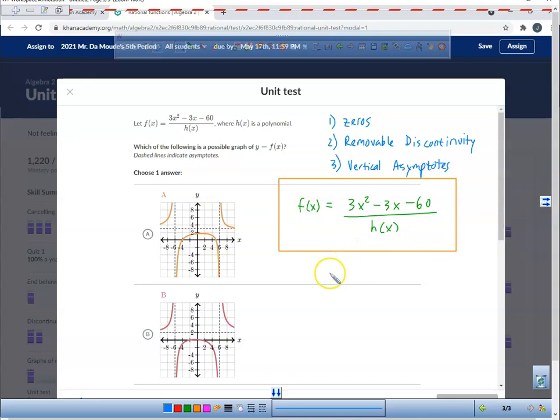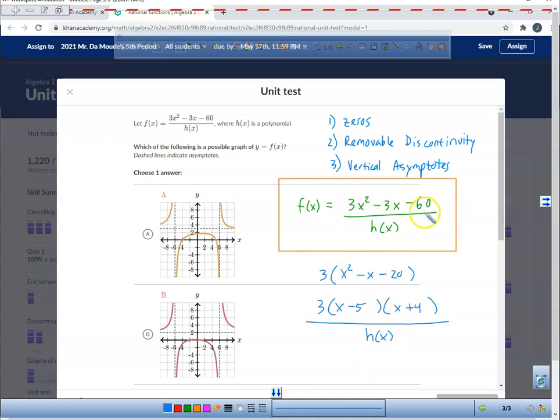So we got to factor this guy. So we're going to take out a 3. We're going to factor out a 3. And that leaves you x squared minus x minus 20. And when we factor it, we get x minus 5 and x plus 4 all over this function called h of x.